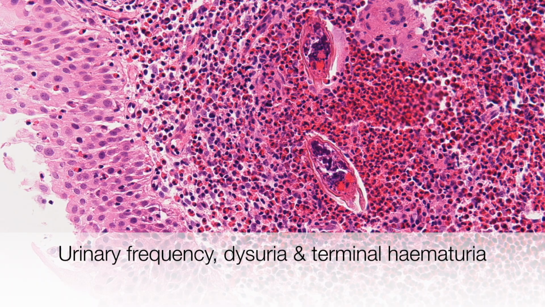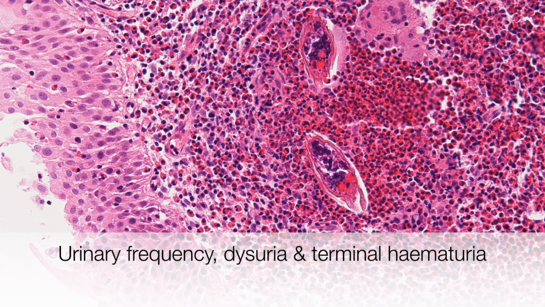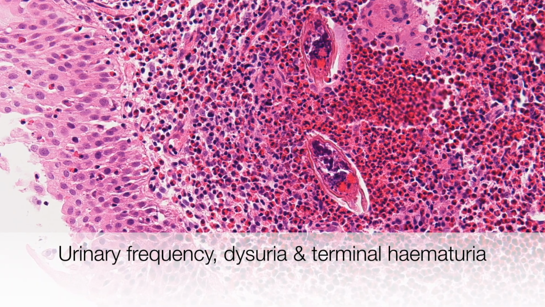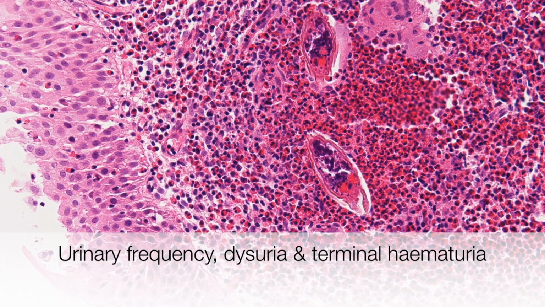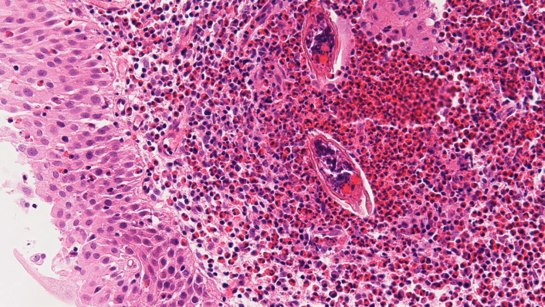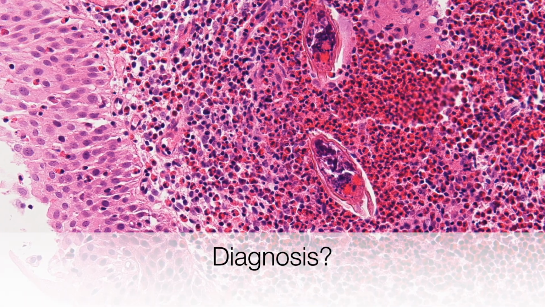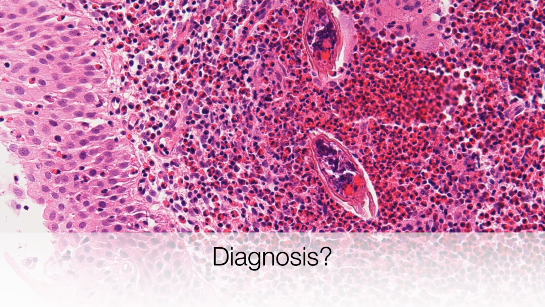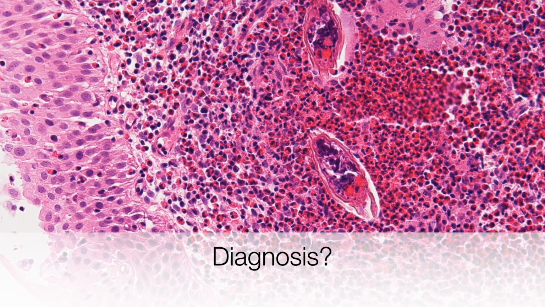Question number 3. This is a bladder biopsy from a patient with urinary frequency, dysuria, that's painful urination, and terminal hematuria, that's blood in the urine at the end of micturition. What is the diagnosis?